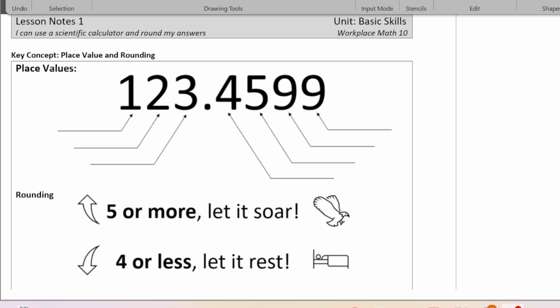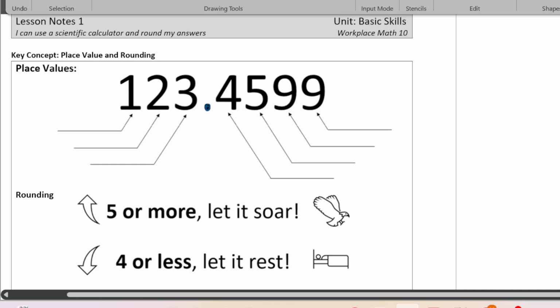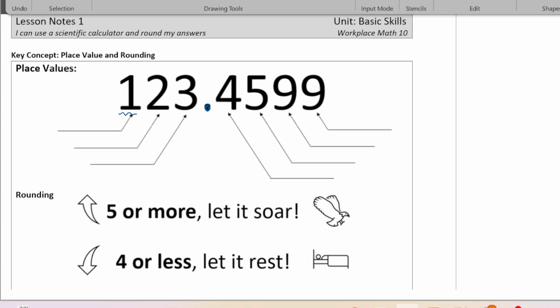When you're looking at a number like this, anything to the left of the decimal place is going to indicate the whole numbers. So the first number here is the hundreds. We have 1 hundred. Then we have 2 tens. And we have 3 ones. So if I was going to read that whole number, it would be 123.